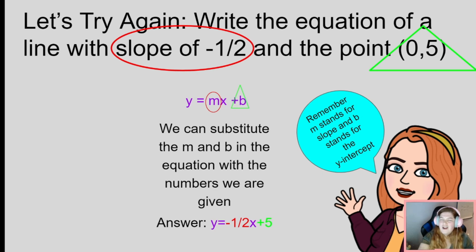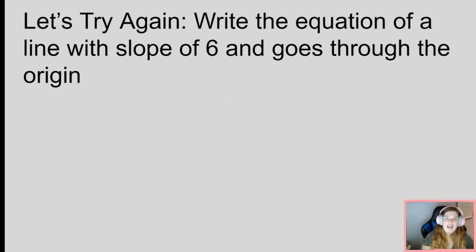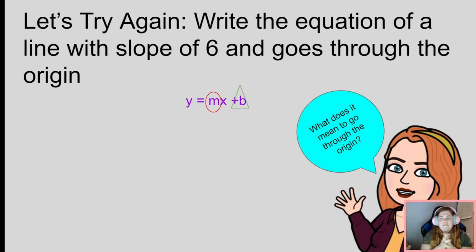And this time I tried to throw in a little bit of a confusing situation. Write the equation of a line with the slope of 6 that goes through the origin. So again, start with the equation, y equals mx plus b. Remember, m is slope and b is our y-intercept. But something weird happened in this equation. What does it mean to go through the origin? What does that mean?